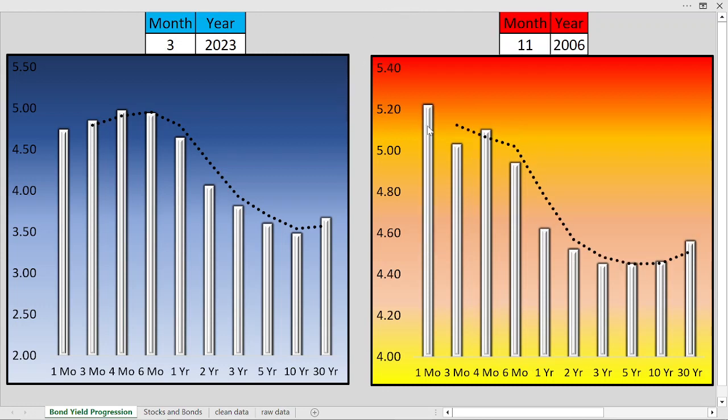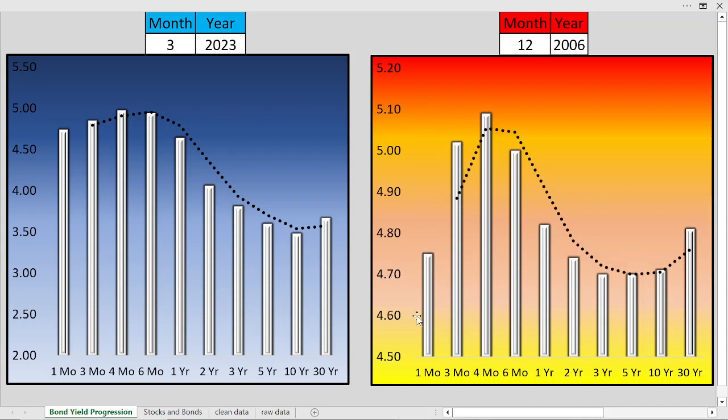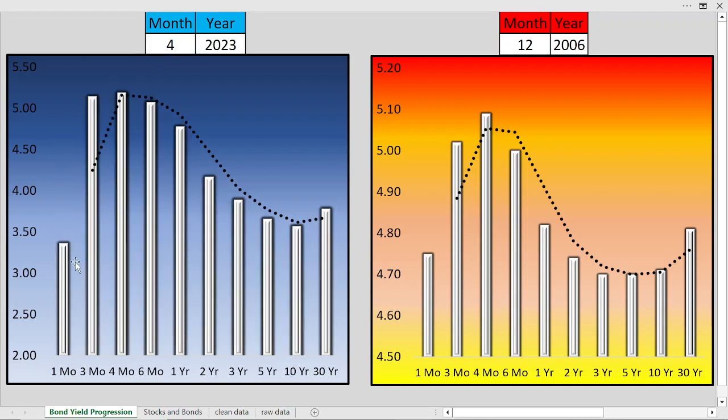Again, this is November 2006. The 1 month bond pays a 5.22. The 3 month at a 5.03. December, the 1 month, 5.22, drops down to 4.75. Left hand side of the chart, March, the 1 month pays a 4.74. April, the 1 month pays a 3.36.